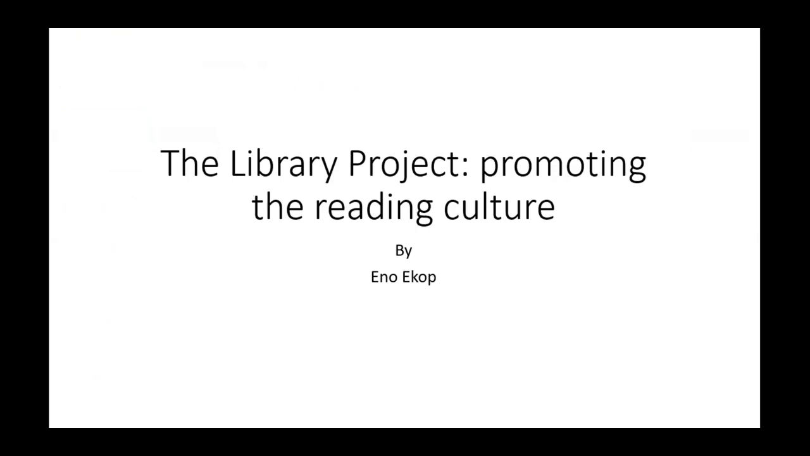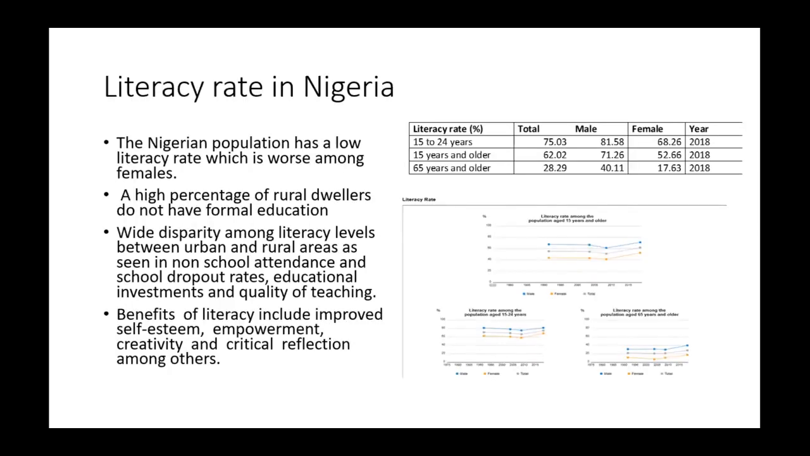So I'm presenting a persuasive speech, and it's titled The Library Project, Promoting the Reading Culture. Now, Nigeria has a low literacy rate. If you look at the chart, you can see the literacy rates for different age categories. But then there's a difference. It's worse among the females. There's also a high percentage of rural dwellers who do not have any formal education.